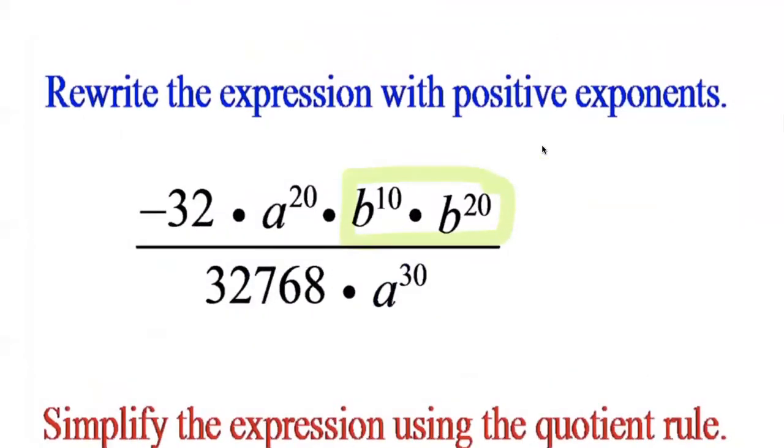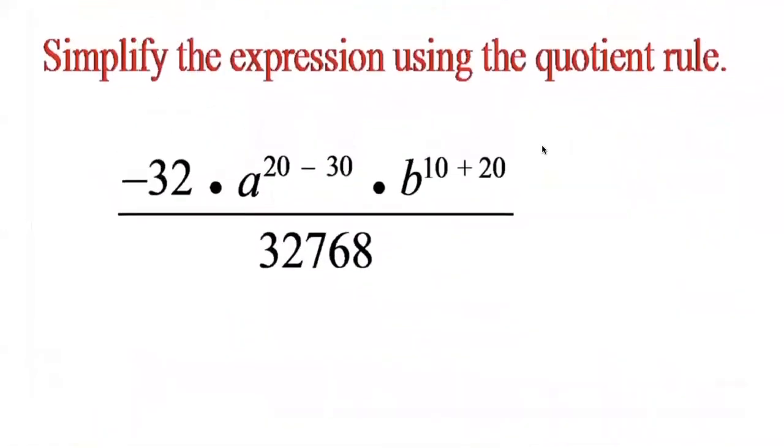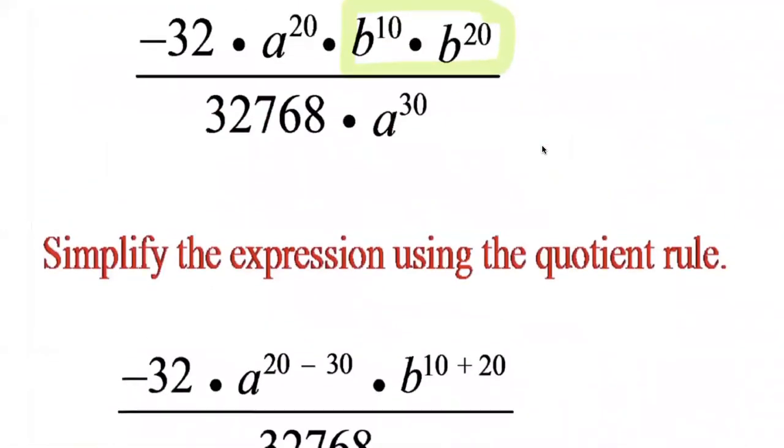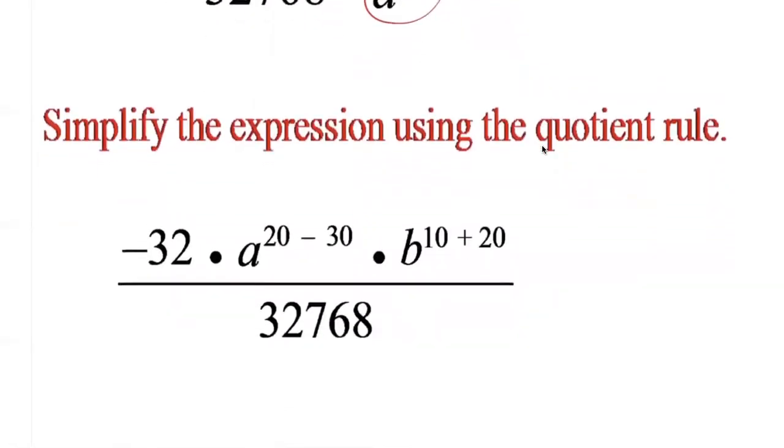All right, now if you're wondering where they got this a value from as well, we have an a up top, we have an a on the bottom, right? They both are bases of a. So in this particular case, we're going to subtract. Remember, the rule is if you're dividing common bases, you subtract them. That's the quotient rule. All right, so 20 minus 30 is what we're going to end up with for our a values. All right, so let's keep simplifying.